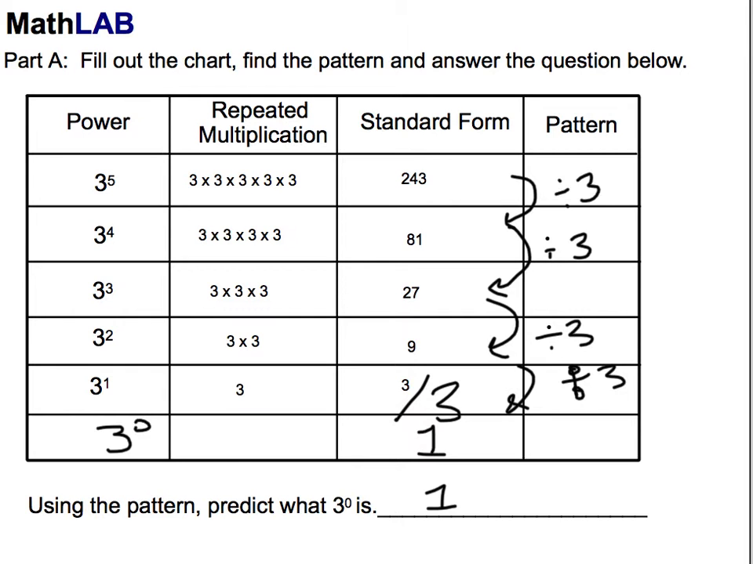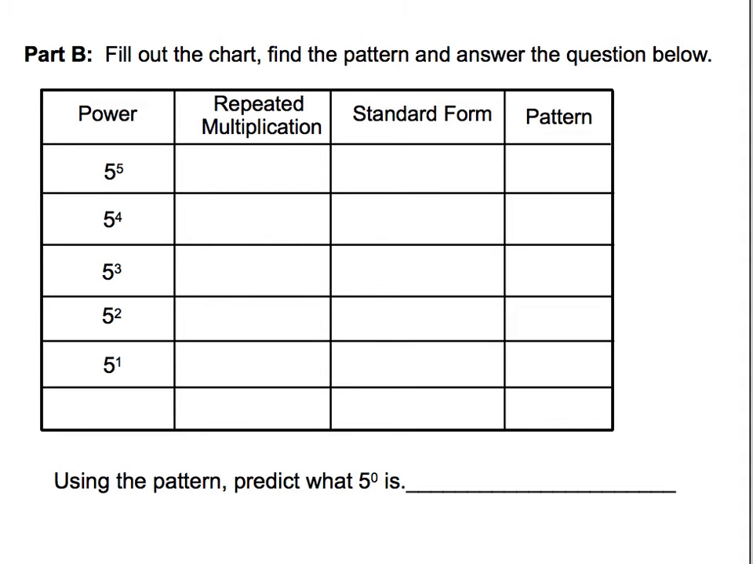Okay, let's see if it works for another one. So 5 to the power of 5 is 5 times 5 times 5 times 5 times 5. I'm going to copy these and paste these in. 5 to the power of 4. 5 to the power of 3. I'm going to delete the ones I don't need. 5 to the power of 2. And the last one is just 5.